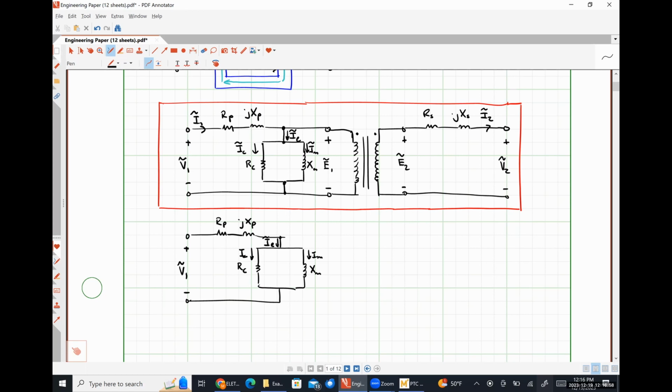All right, so how do I reflect a resistance, or really any impedance, from the secondary side to the primary side? Look back in your notes from last Thursday. How do I refer or reflect an impedance from the secondary side of the transformer to the primary side? Yes. Multiply by a squared. I don't think that's right. I think we divide by a squared.